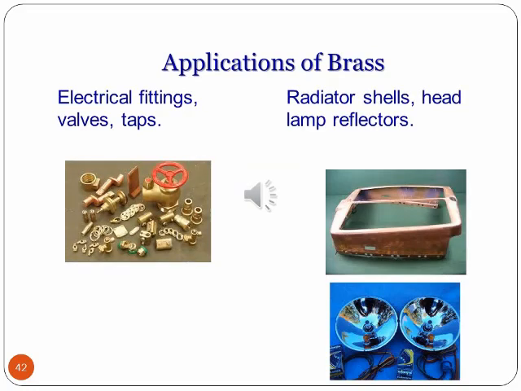Here we can see electrical fittings, wall fittings, pipe fittings, tap fittings, etc. manufactured from brass. They are not reactive to any kind of environment. Hence, it will give a superior grade of fitting. Radiator shells, head lamp reflectors, etc. made from brass are also seen in this slide.